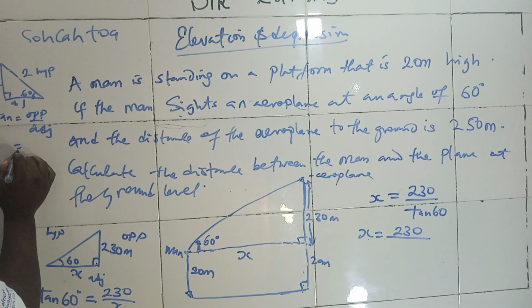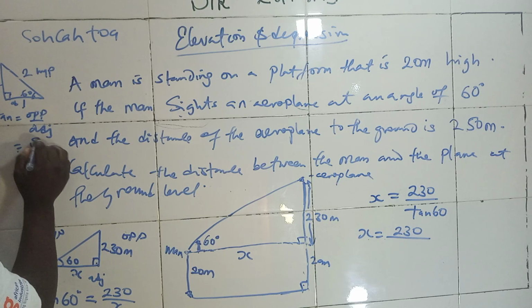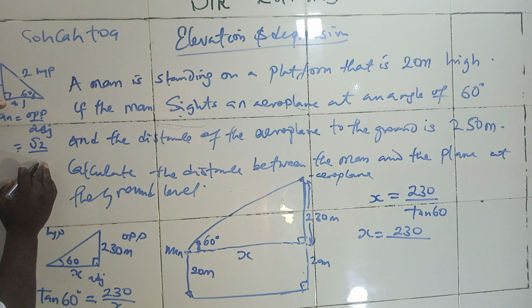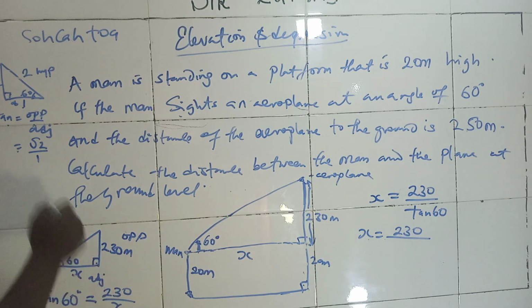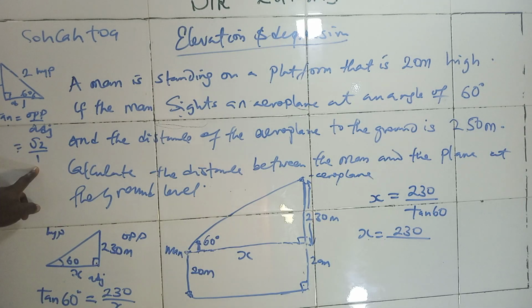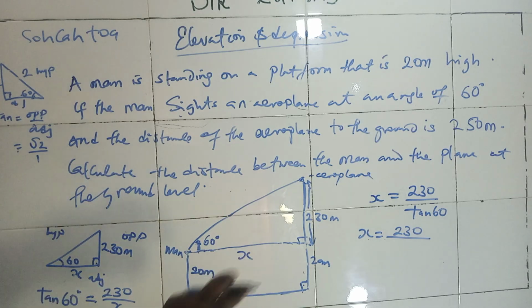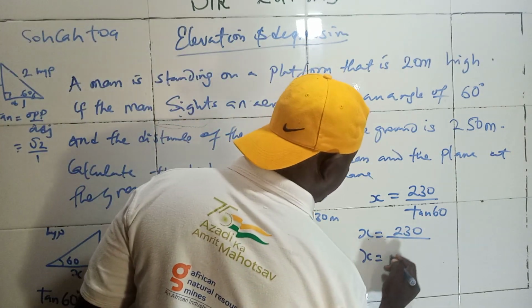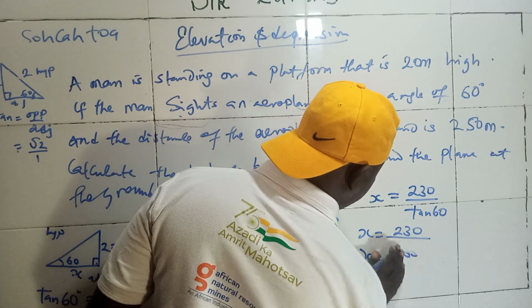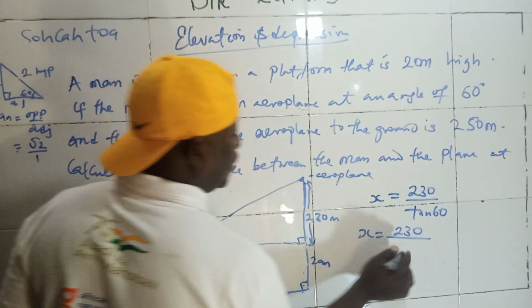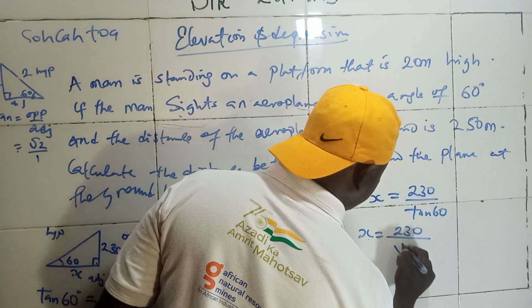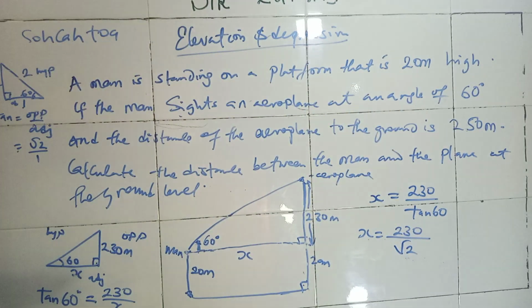So tan 60 is what? Opposite, which is root 2, all over adjacent, which is what? 1. So we now have that to be root 2 over 1. So that's root 2. So I will now have x to be equal to 230 all over tan 60, which is root 2. So you cannot leave your answer as root. You have to do what? Rationalize.